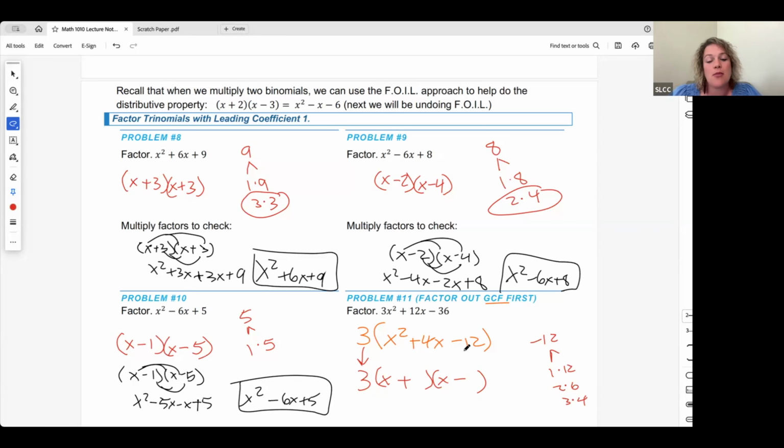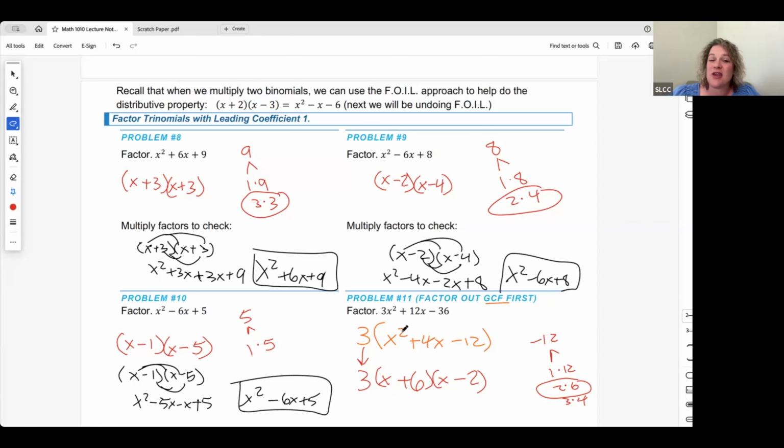What 2 numbers multiply to give you 12 and add to give you 4, where the bigger number is positive? You'll see that 2 times 6 is 12, and 6 minus 2 is 4. Then you have your factors. 3 times x plus 6 times x minus 2.